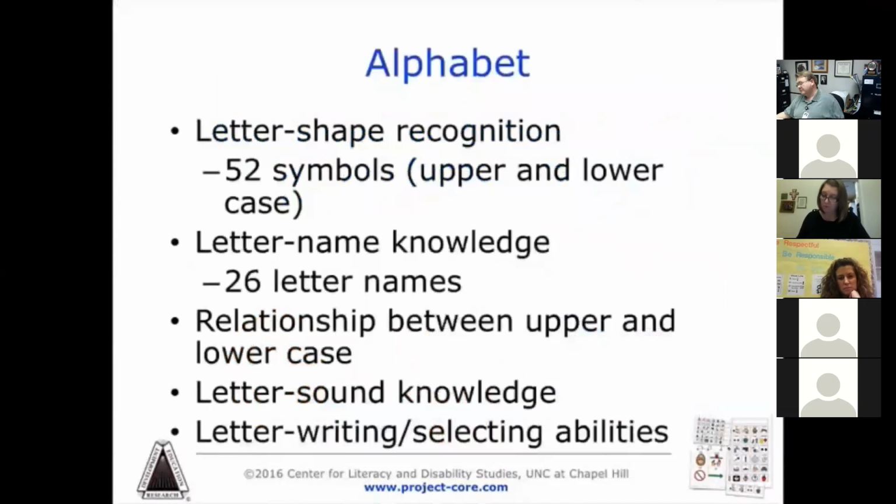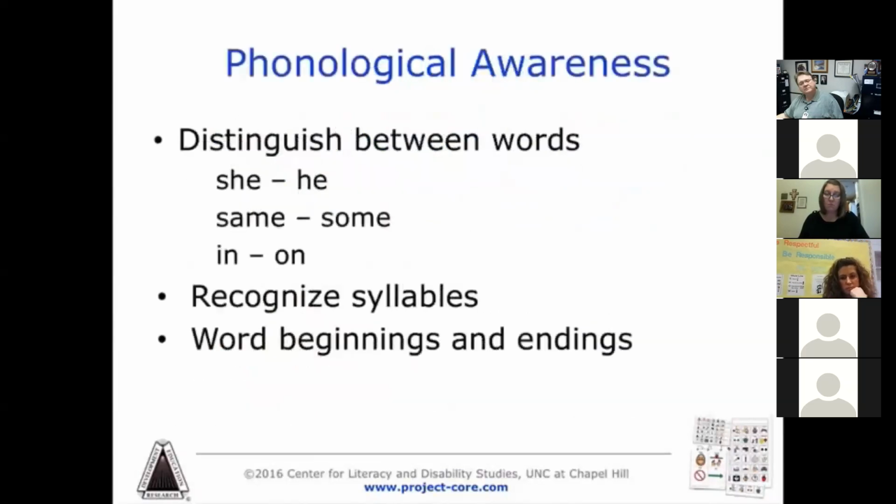Learning the alphabet requires students to learn many things. They have to recognize the 52 distinct upper and lowercase letters and the 26 names for those letters. They must also understand that the upper and lowercase letters are related to each other. Eventually, they must learn the sounds associated with each letter, and they must learn to write or select each of the letters for use in spelling and writing.